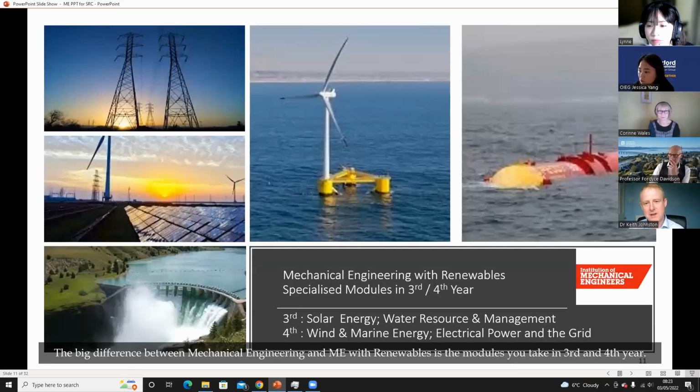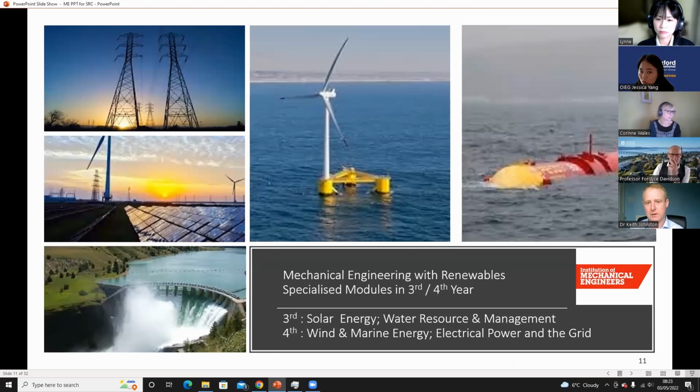One thing that's a bit different between the mechanical engineering and mechanical engineering with renewables is the modules that you'll take in 3rd and 4th year. So with the renewable students, you'll take specialized modules that make you a little bit more employable inside the renewable sector, as well as the mechanical engineering sector. With the renewable modules, we take solar energy, water resources and management, wind and marine energy, and electrical power on the grid. That's to do with hydroelectricity. And these modules, along with mechanical engineering in 3rd and 4th year, make you specialized in that field.